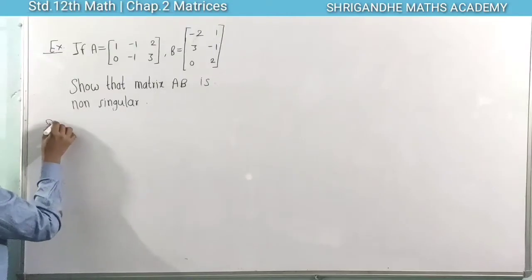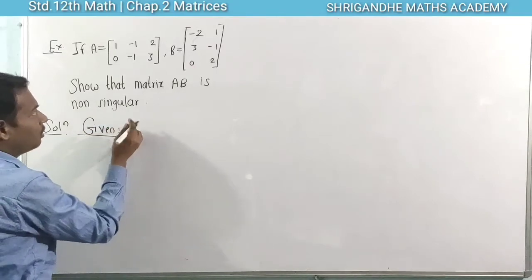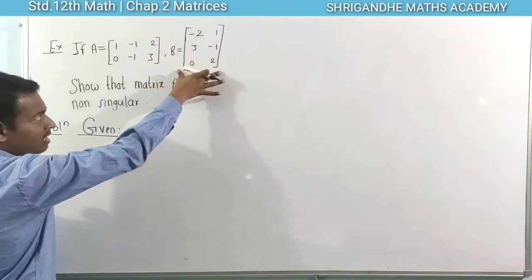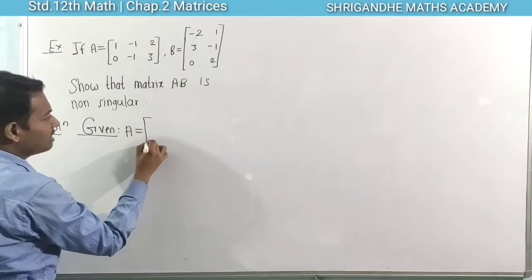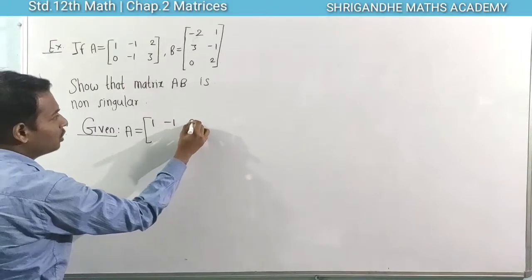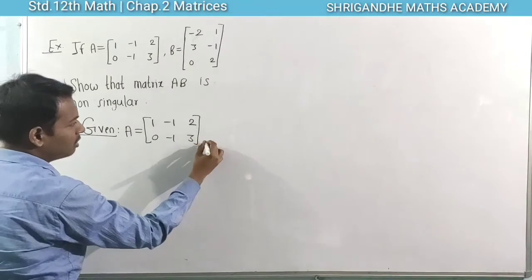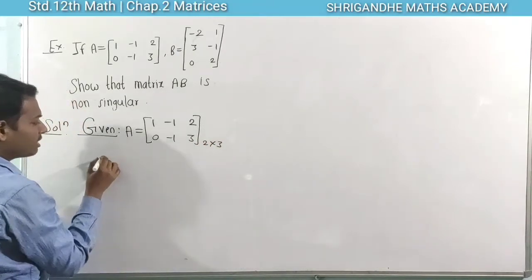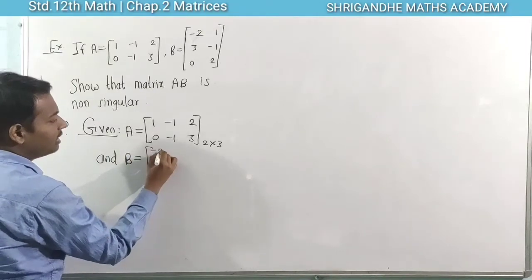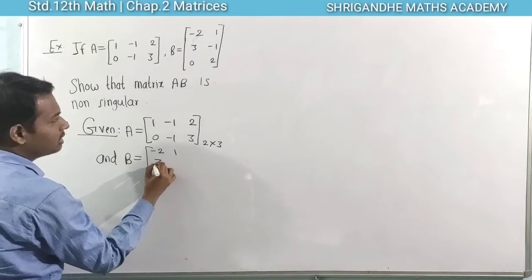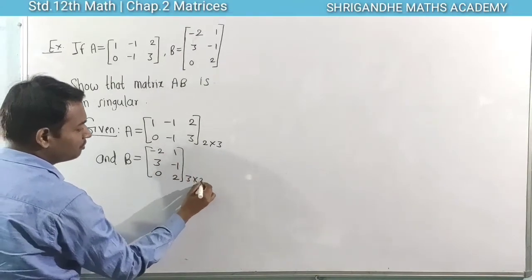Solution: first we write down the given part. What is given? Matrix A and matrix B are given. Therefore first we write these two matrices. Given A is equal to matrix 1, minus 1, 2, 0, minus 1, 3 of order 2 by 3, and B is equal to matrix containing entries minus 2, 1, 3, minus 1, 0, 2 of order 3 by 2.